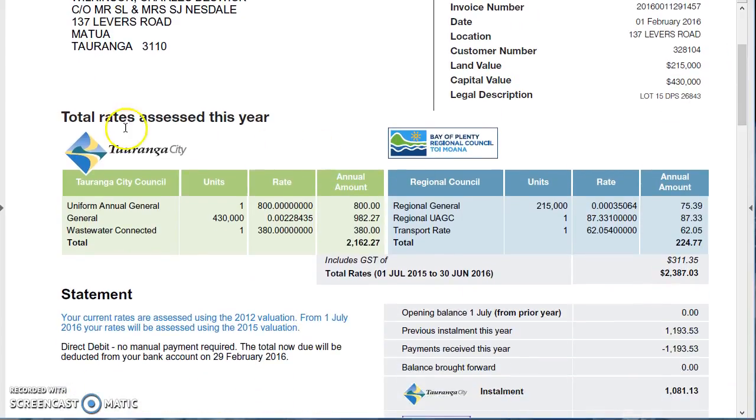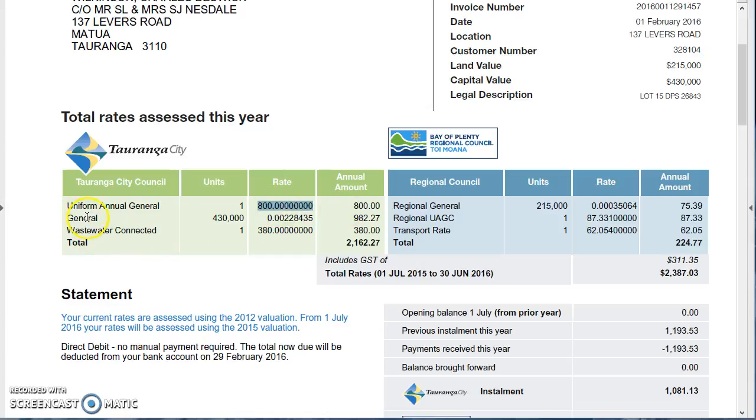They'll be used later. So the first thing to notice is that there's two columns here. This green section is charges from Tauranga City Council, and this blue section is from the Bay of Plenty Regional Council. Let's have a closer look at each one. Tauranga City Council has what's called the Uniform Annual General Charge. So 1 unit means that there's one self-contained unit or building on my property. Maybe if you had a self-contained granny flat with its own shower and facilities, you'd probably have the number 2 here, and then the rate is the same for anywhere you live in Tauranga, so $800 there.